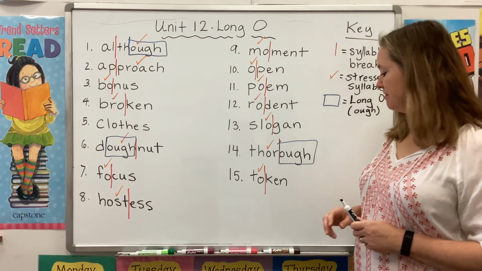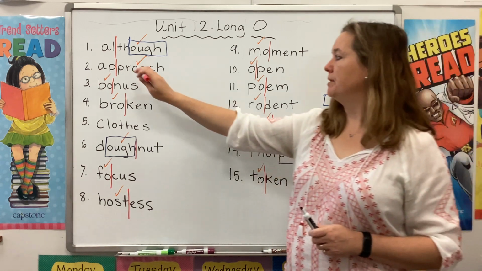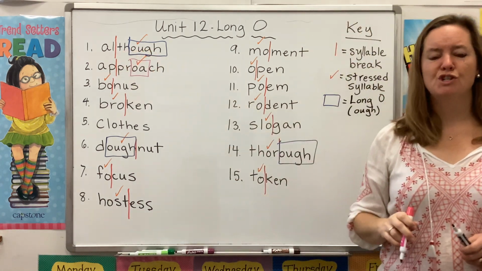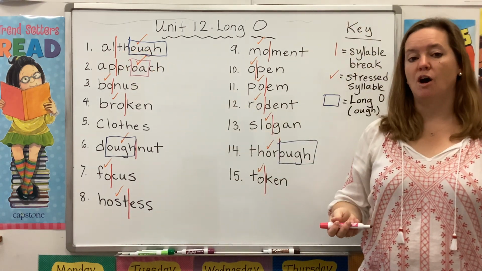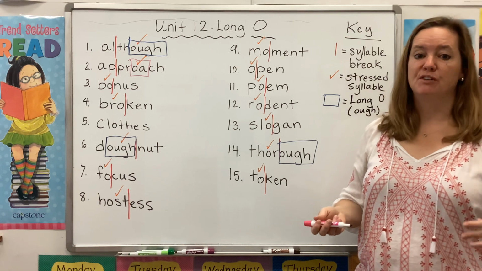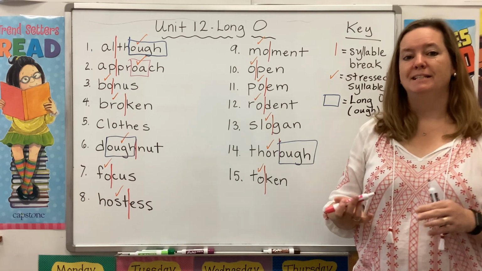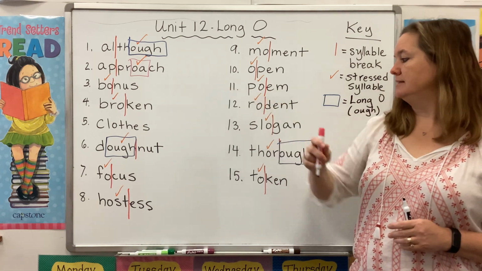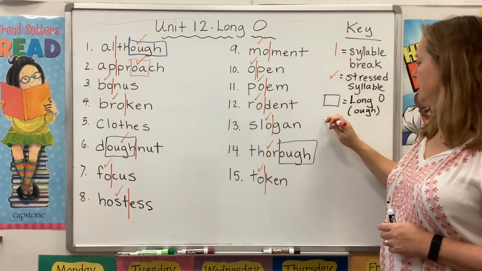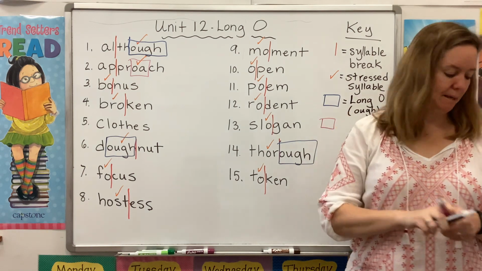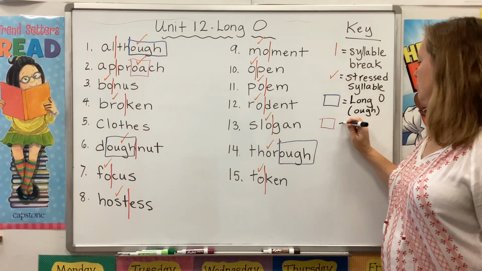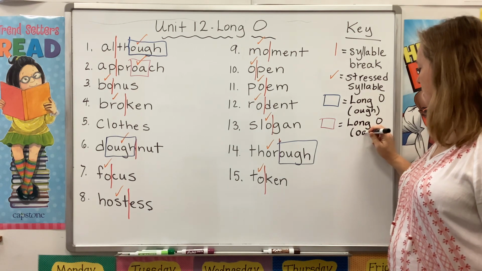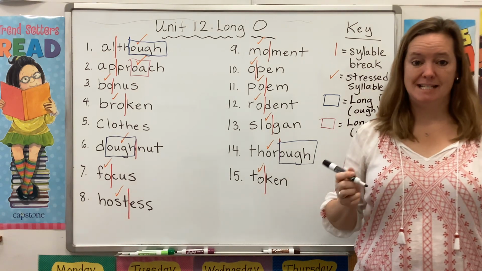Now we have another vowel team. You might have noticed the OA in approach. That's probably the first long O vowel team that you learned back in 1st grade or 2nd grade. We see it in words like boat and road. So here it is in approach. I don't see it anywhere else, but pink box equals long O because of the OA team.